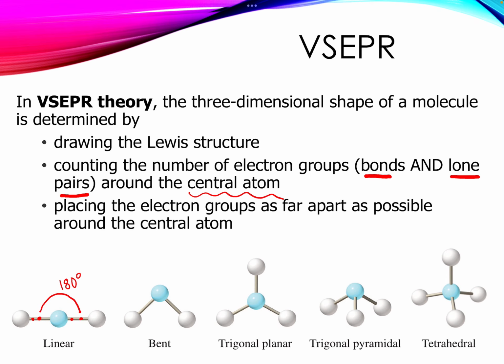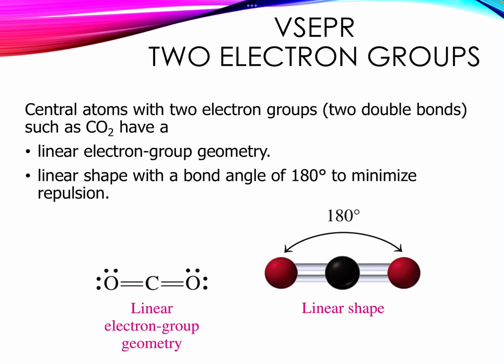Down here shows all of the different types of geometries we are going to learn about in today's lecture: linear, bent, trigonal planar, trigonal pyramidal, and tetrahedral. There are more geometries that you'll learn if you take Chem 1 or later chemistry classes, but these are the ones that we are going to focus on in this class.